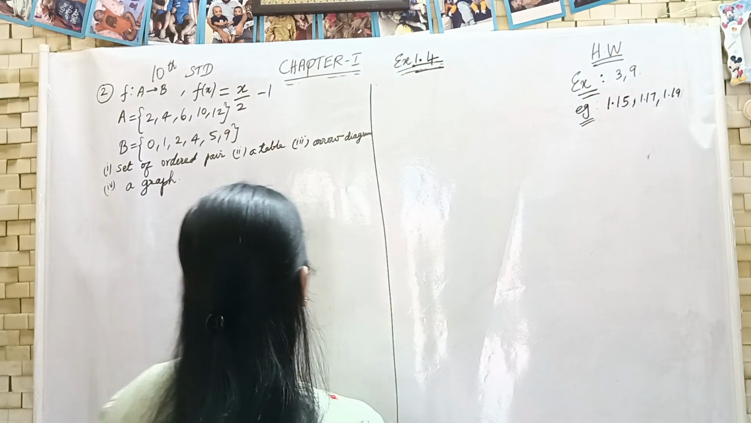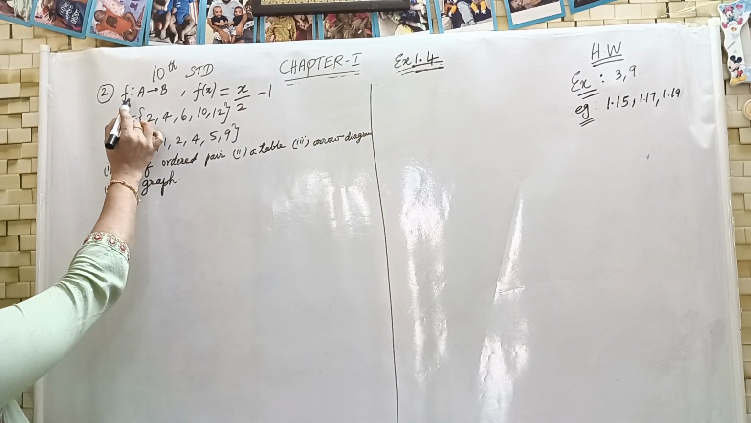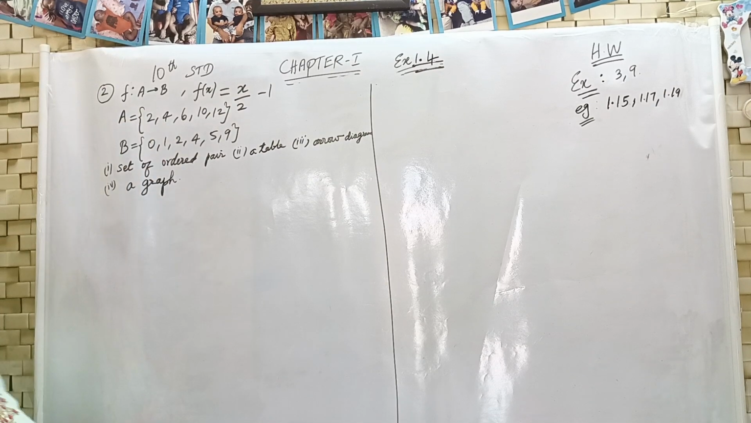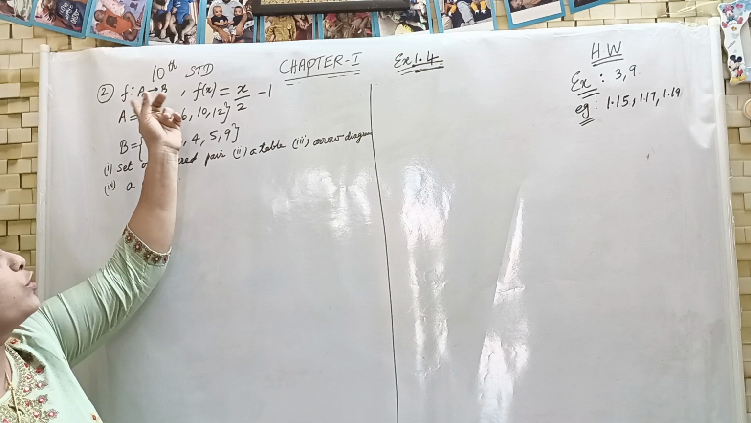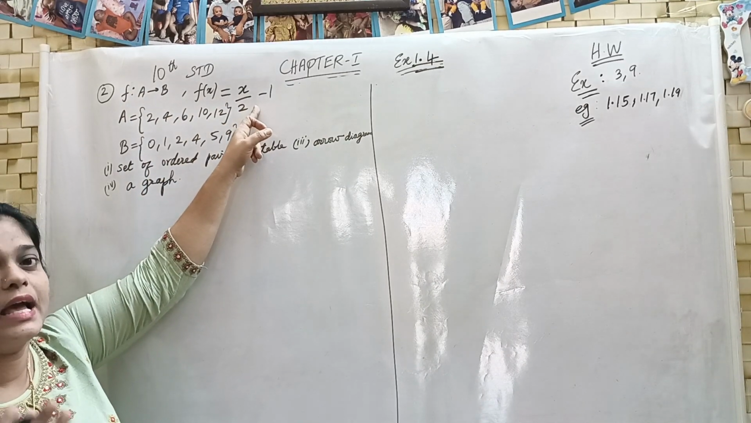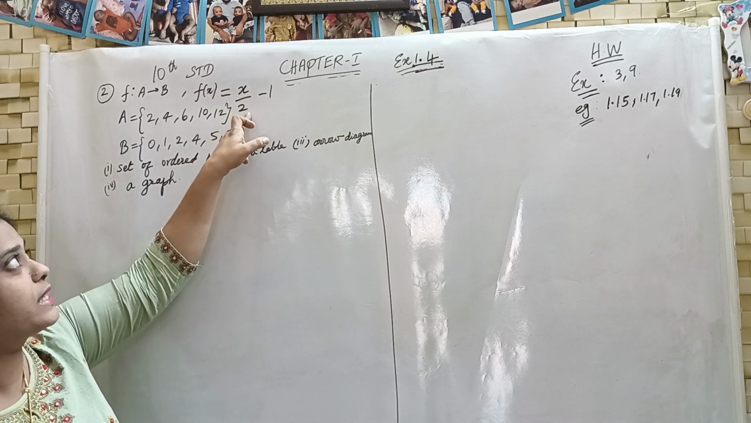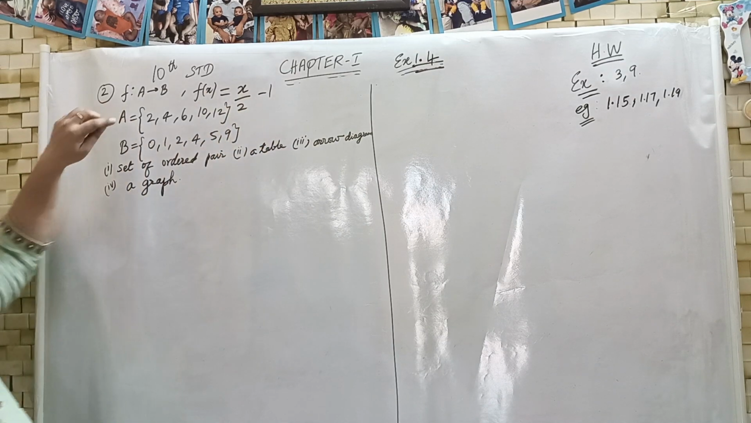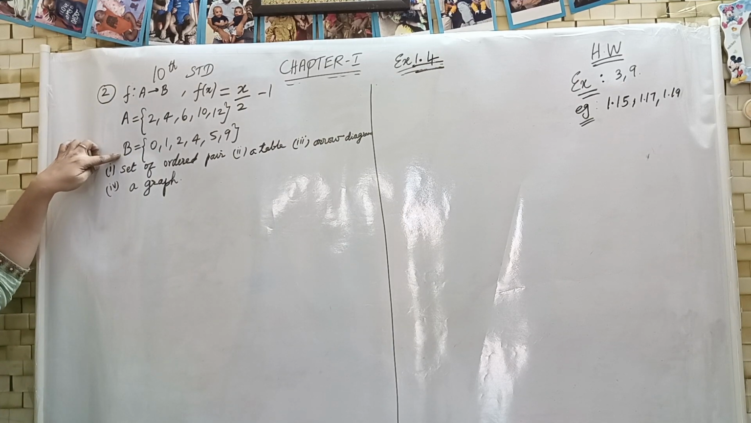So இதில் given வந்து f is defined a to b. So a is a domain, b is a codomain. So a to b domain and codomain. F of x இங்கே define பண்ணியிருக்காங்க. It is x by 2 minus 1. So f of x is defined by x by 2 minus 1. A set கொடுத்துருக்காங்க, it's a domain. B set ஓட elements கொடுத்துருக்காங்க, it's a codomain.